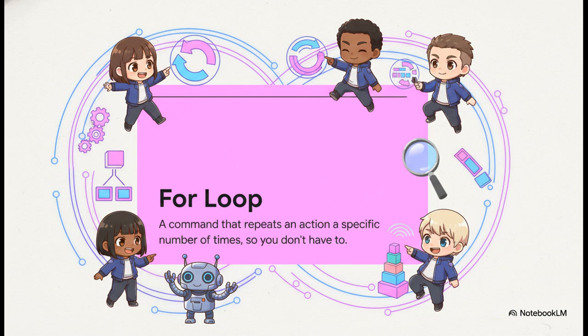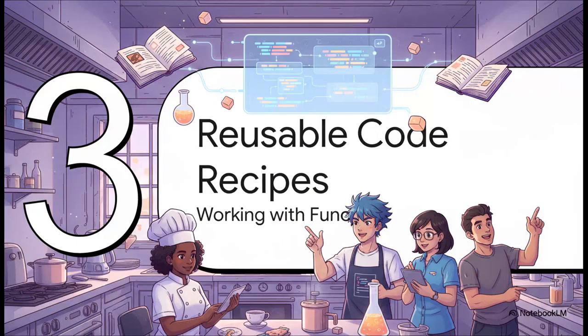A for loop lets you tell the computer, hey, do this exact thing 50 times. And it just goes and does it so you don't have to write the same code 50 times. It's a lifesaver.